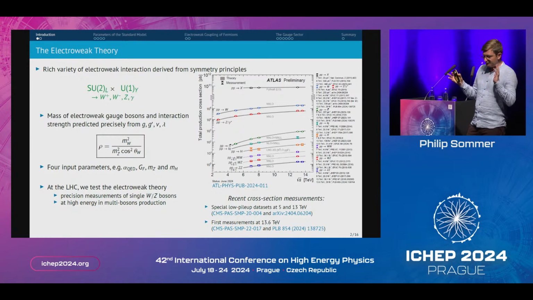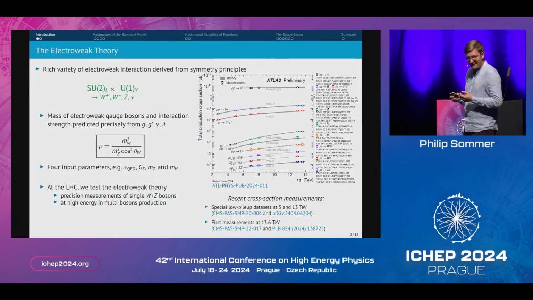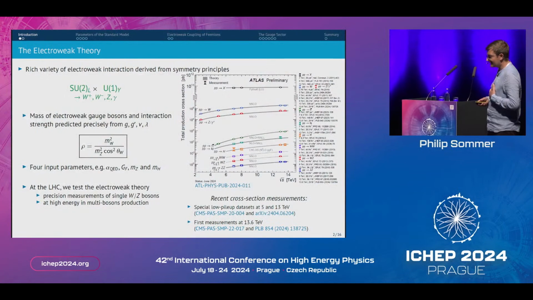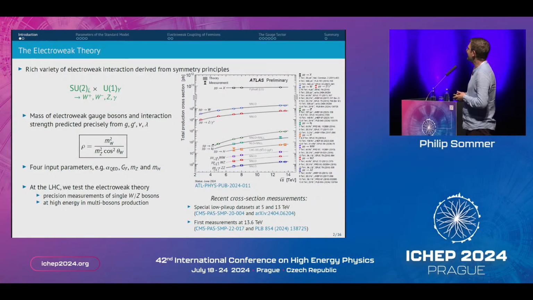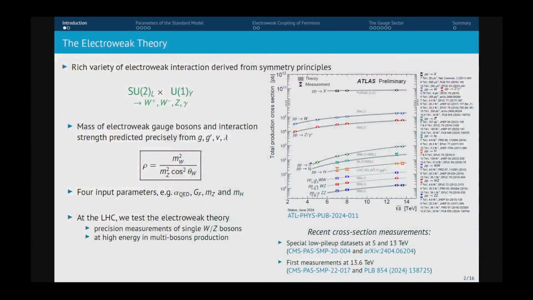And the couplings, the properties, and the dynamics of these gauge bosons are predicted in the theory by just 4 parameters. From this we can make predictions. For example, the theory relates the mass of the W boson, the Z boson, and the so-called weak mixing angle through this ratio, which is predicted to be 1 in the standard model.